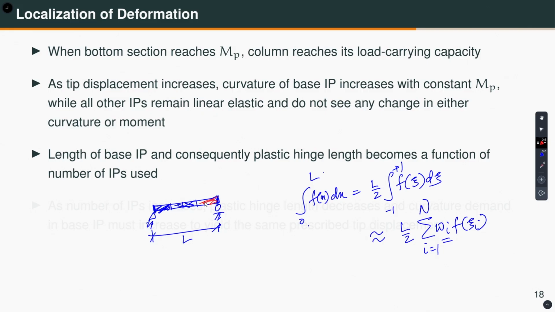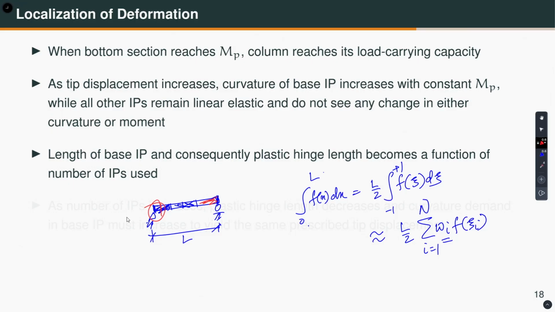So, if I keep on discretizing it with more and more integration points, then what happens? My weight is reducing. The weight of one integration point is reducing. Now, remember at the bottom we have got maximum bending moment. If I keep pushing further, the bending moment cannot increase, and the weightage of that integration point has reduced. So, that means in essence the length of the plastic hinge has also reduced, because all other sections are remaining linear elastic. That is what I am trying to say. The length of the base integration point and consequently the plastic hinge length becomes a function of the number of integration points used.